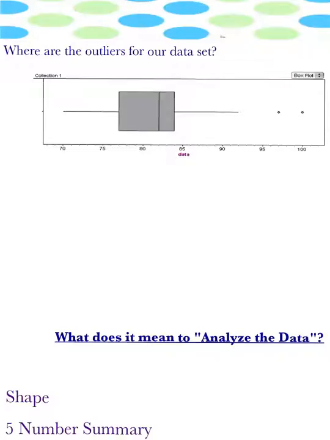Okay, so now I said, what are the outliers for our data set? Spoiler alert, we actually talked about that in the last slide. We saw that they were this 97 right here and the 100.